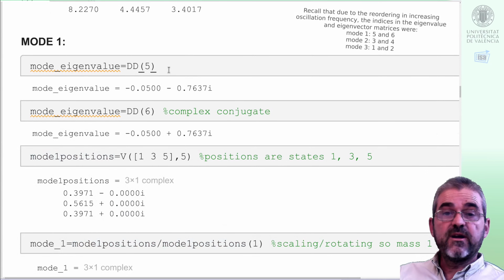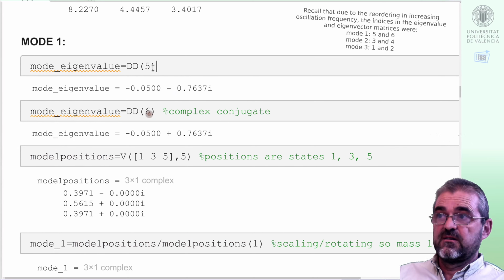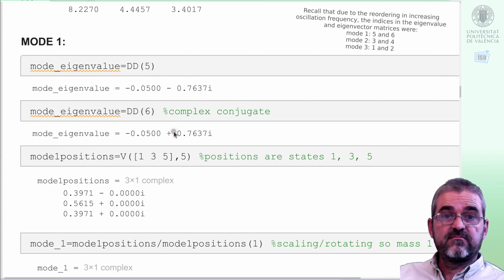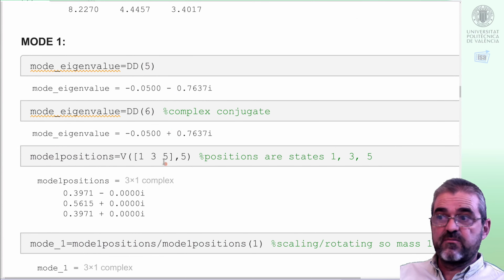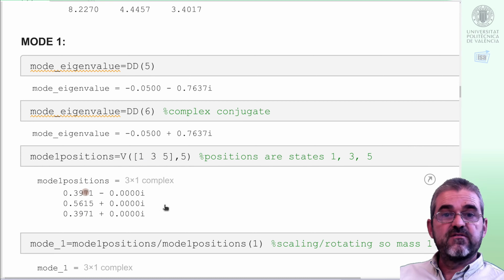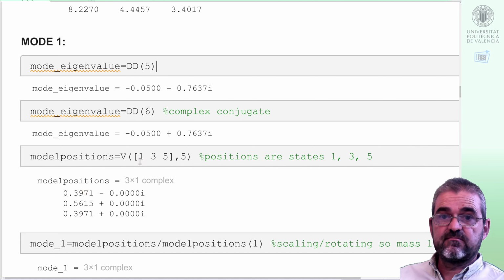If we start with mode 1, this is the eigenvalue. It was in position 5. Sixth one is the same but conjugate. And let's say the eigenvector, just the piece corresponding to the indexes, meaning positions, because it's the only thing we will see in the plots in a few seconds. Well, they have these luckily real and positive values. So in this free response mode, it seems that all positions move in phase.